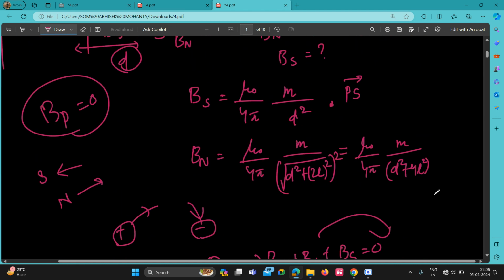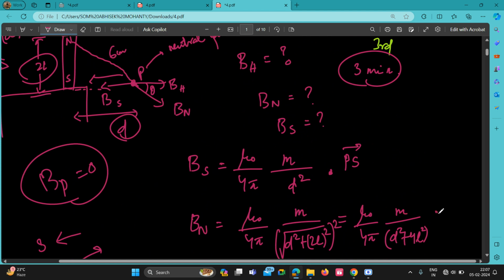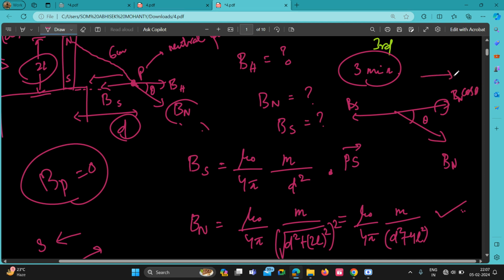There is another thing. Okay, wait. No. We can do it in another way. That will be a better way. See, BN is this much, right? We can do one thing. This is BN, BN is going down. It's like this. This is BS. This is your theta angle here. So if we write the component of BN, this will be BN cos theta. So BN cos theta is this direction, BS is this direction. So their subtraction will be your BH, isn't it?